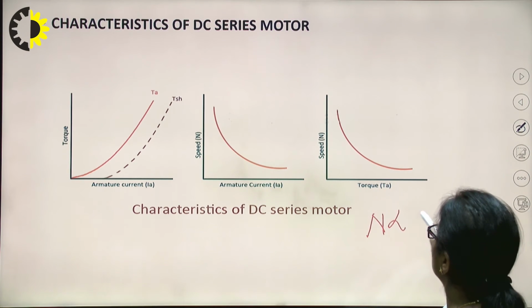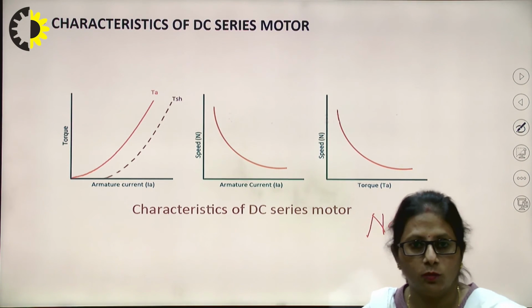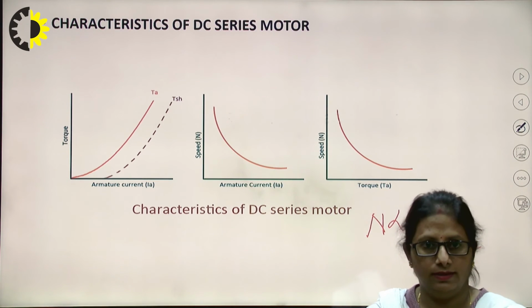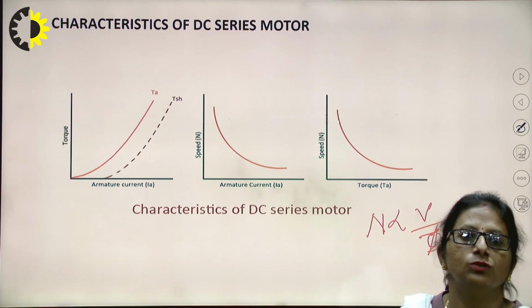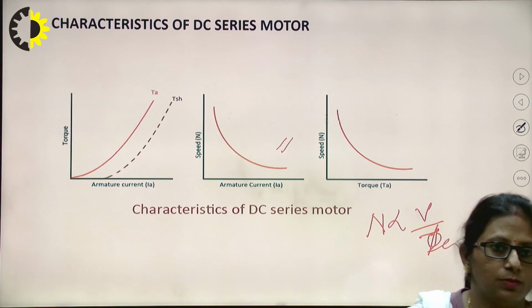The speed is proportional to V upon flux. V is almost constant. Flux is proportional to armature current. So it is inversely proportional. So the speed is inversely proportional to the armature current. So the graph we have got is inversely proportional.